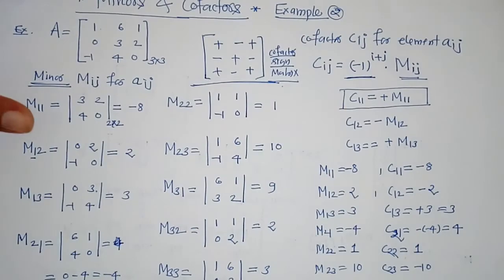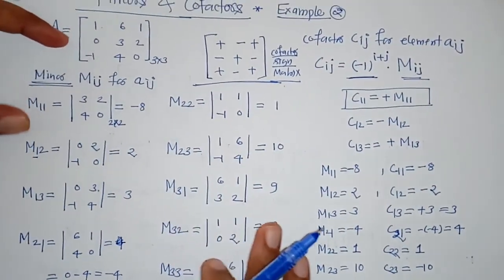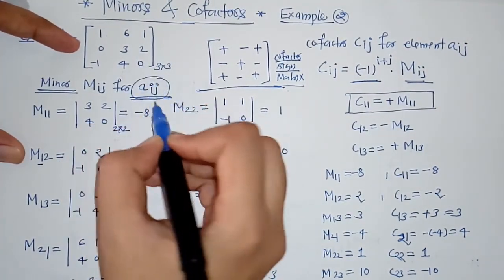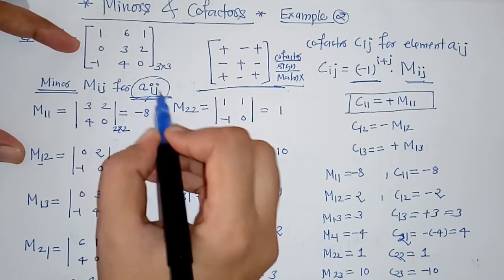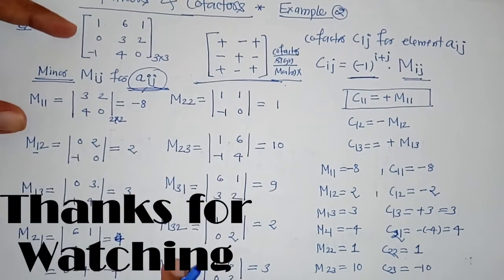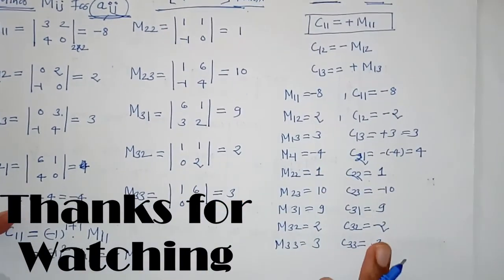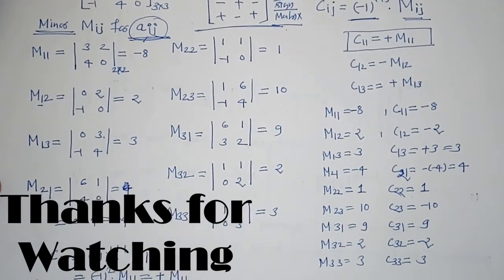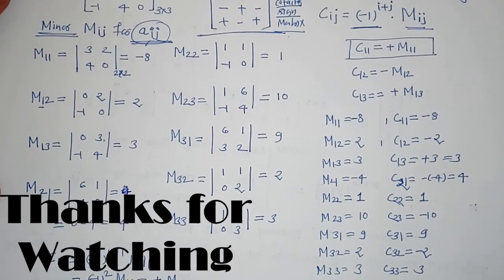So what we have done here is we first found all the minors, and we know how to find the minor of element Aij: we exclude the ith row and jth column, and write the remaining elements in determinant form. In this way we have found all minors and all cofactors, right? So this is for minors and cofactors. Yes, thank you.